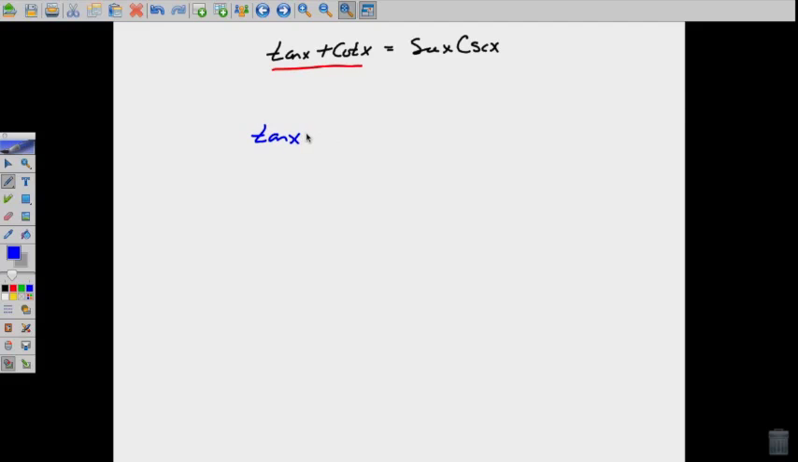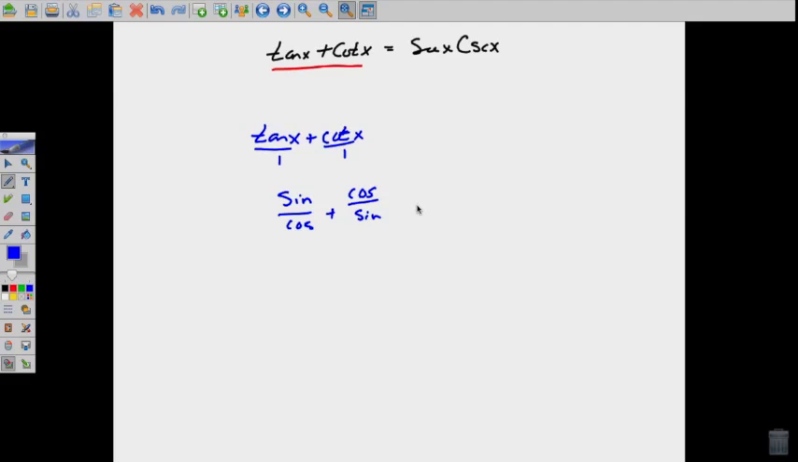Tangent of x, and this is plus cotangent of x. Alrighty. Now, how can I possibly combine these two things? Technically they'd be over 1. They're two completely different functions. I can't really add them or anything. But there is a way that I can look at them through a different lens and possibly be able to add them. Tangent we know is sine over cosine. And cotangent we know is cosine over sine.